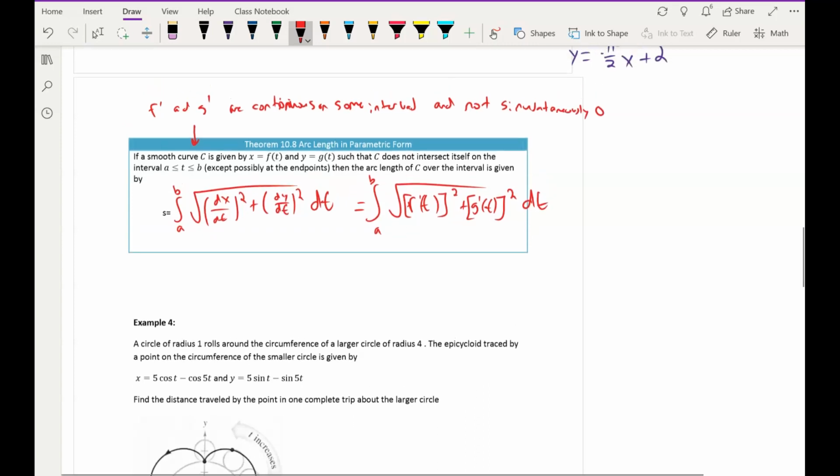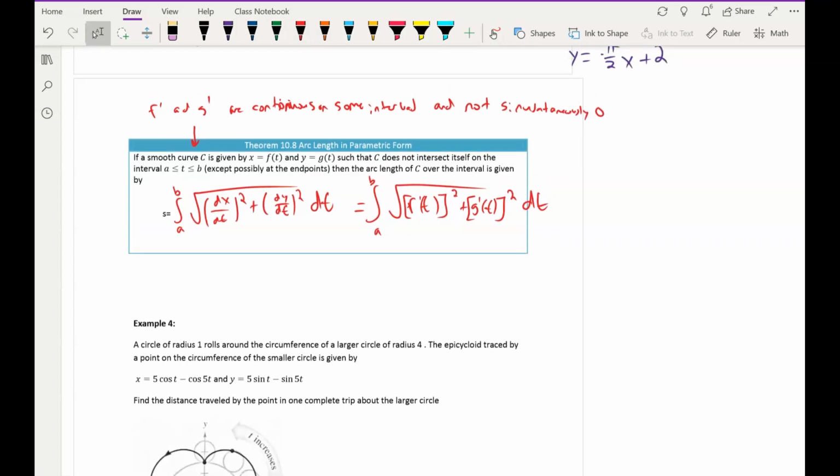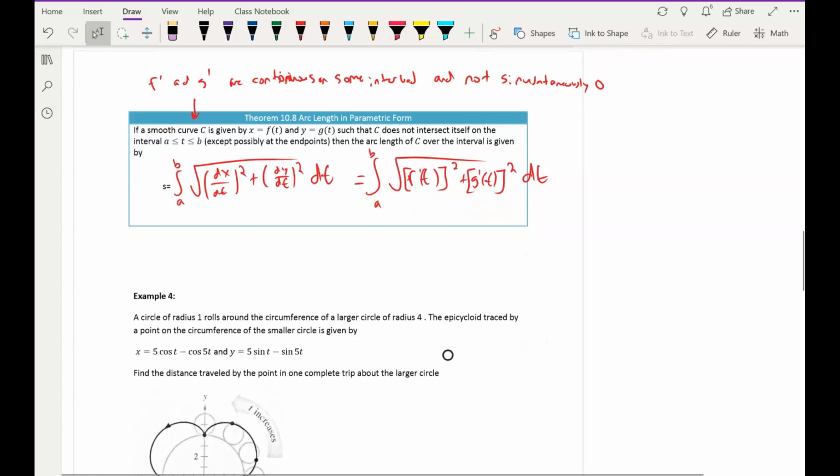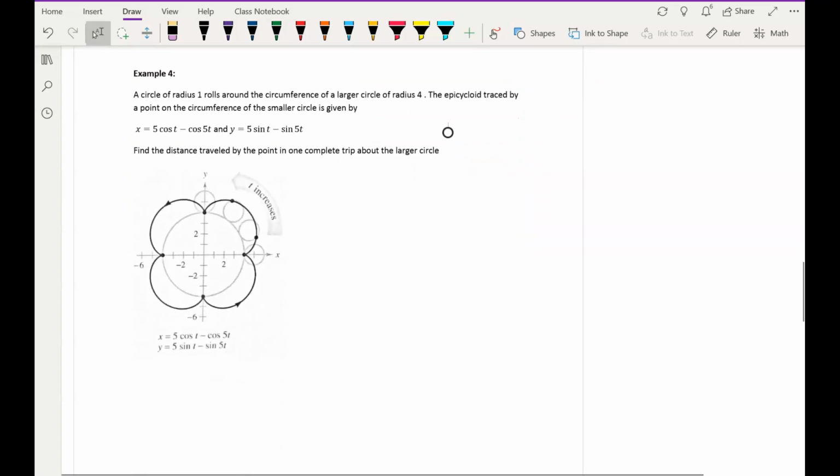So that's what you have to keep in mind for the first part of finding arc length. Is it a smooth curve? And this is how you determine if it's a smooth curve. If f prime and g prime are continuous on some interval, and they're not simultaneously zero on that interval. All right, so let's move on to an example.